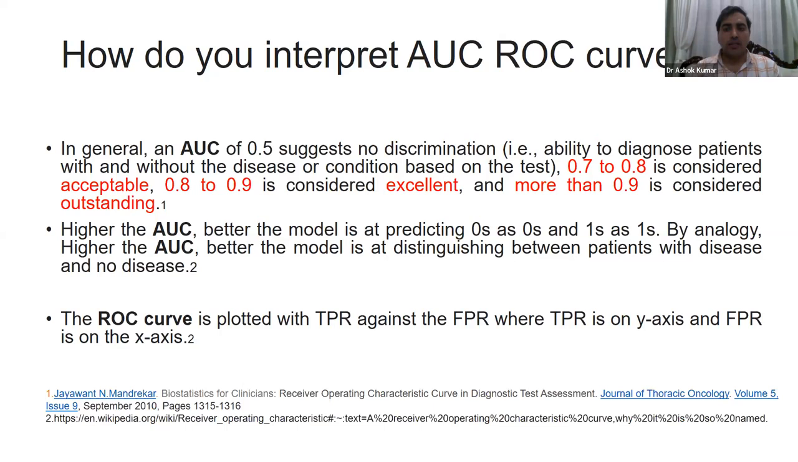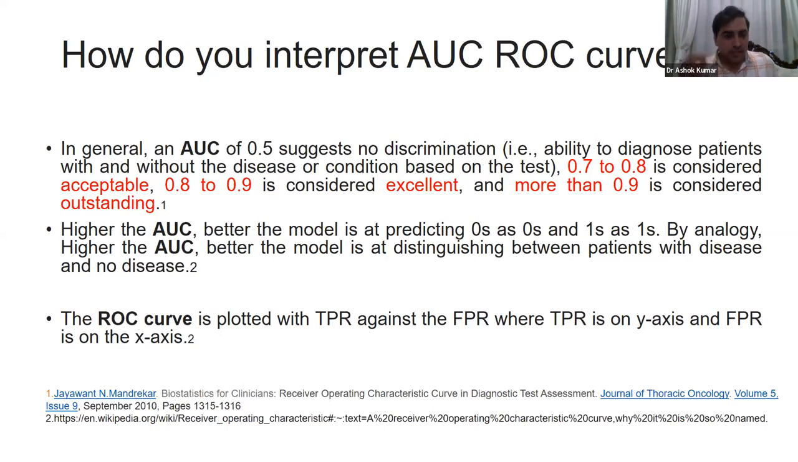0.7 to 0.8 is considered acceptable. 0.8 to 0.9 is considered excellent. And more than 0.9 is outstanding. The higher the area under the curve, the better the model is at predicting 0 as 0 and 1 as 1. 0 as 0 means negative is negative, 1 as 1 means positive is positive. And in reality, we want this: negative patient negative, positive patient positive, detected by that test.